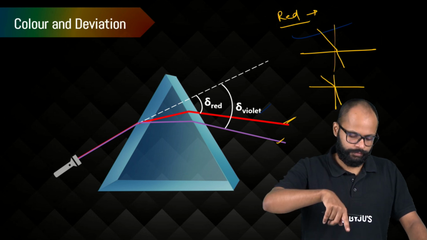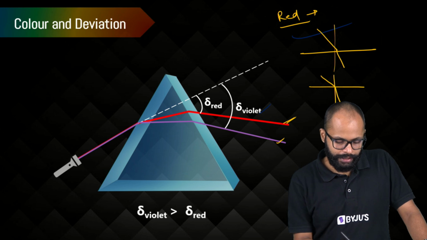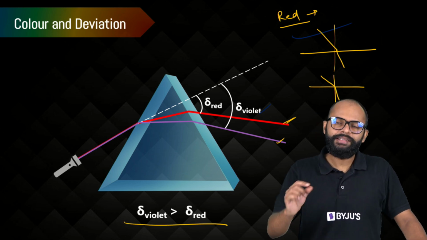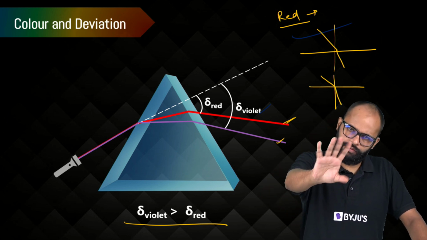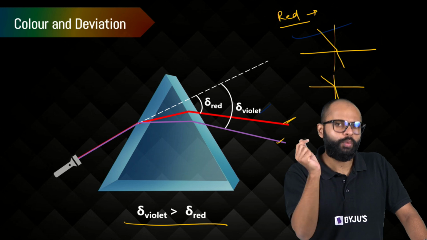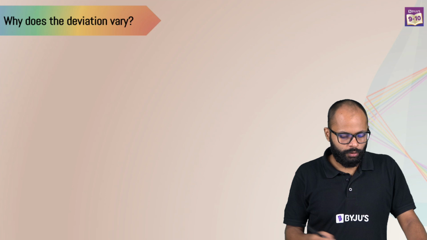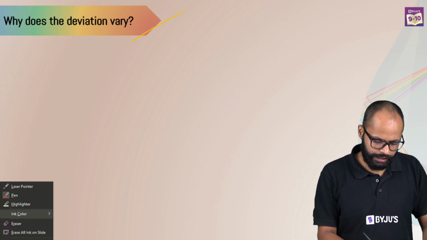Same concept is here, right? Bending, same thing. So the angle of deviation for violet is more than the angle of deviation for red. Means violet is bending more basically. Whatever we have learned till now, same thing. You just have to rewire your learning from this. Fine, nice. So why does the deviation vary? That is one question. Let's understand this.